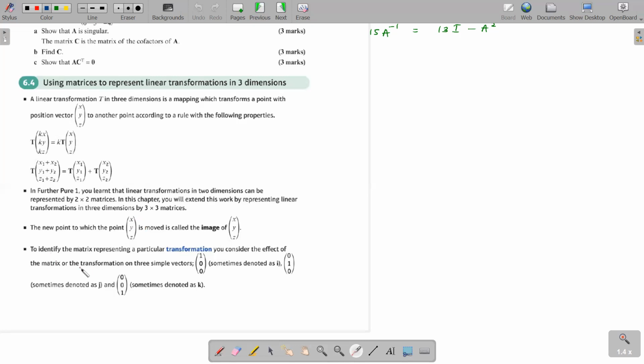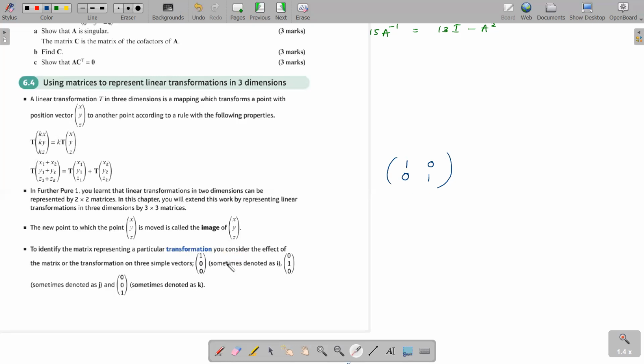However, to identify the matrix representing a particular transformation, we consider the effect of the matrix or the transformation on three simple vectors. If you remember in F1, we considered the effect of transformation on (1, 0) and (0, 1). Do you remember? This was what we call the 2 by 2 identity matrix. And we consider all the transformations with respect to this.